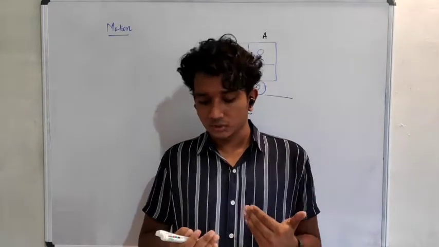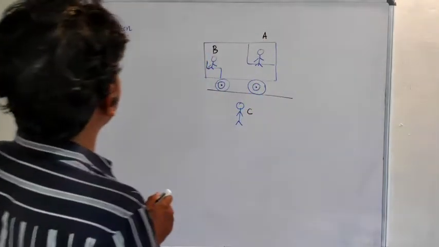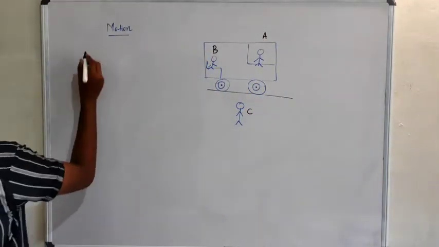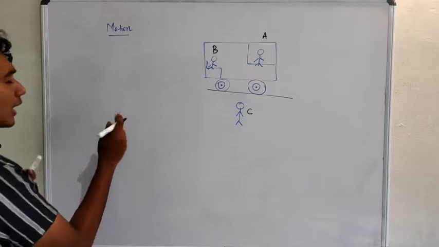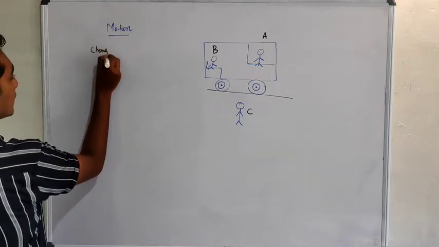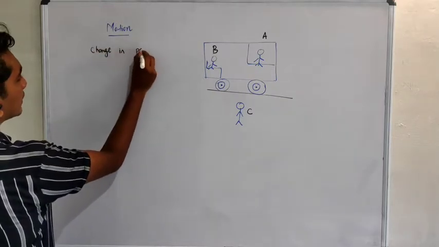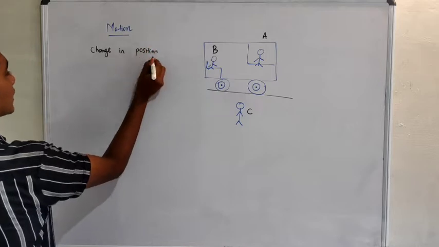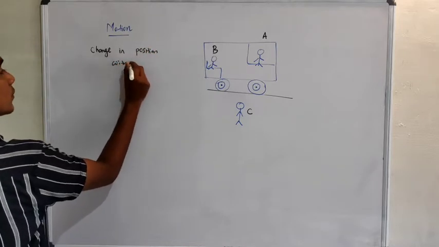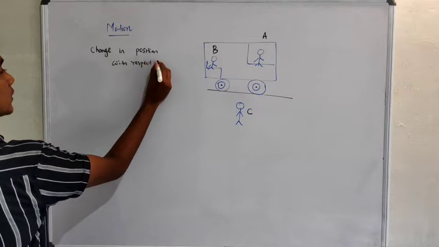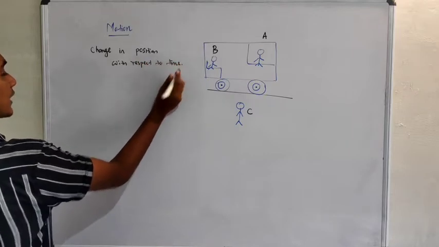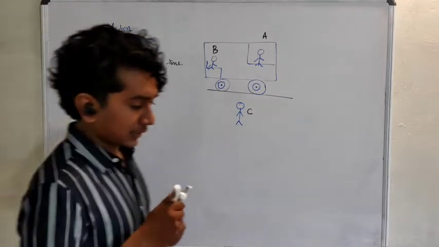We all know what motion is and its definition. What is the definition of motion? Change in position. Motion is nothing but change in position with respect to time. But this is the physics explanation.